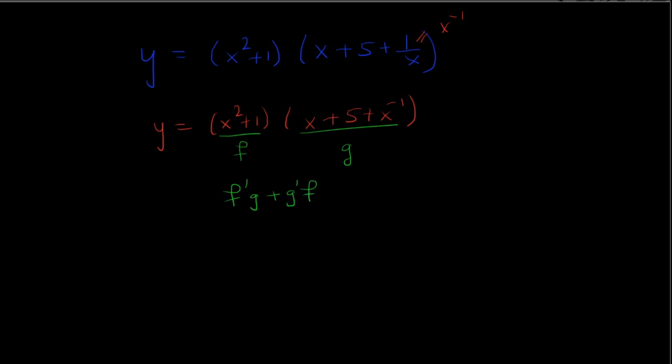The derivative of f is just 2x. I'm going to leave g alone. Plus the derivative of g, well, the derivative of x is 1. And then the 5 is just 0. For x to negative first, I'm going to bring down the exponent. So it'll be negative 1, and then subtract 1 in the exponent, multiplied by f.